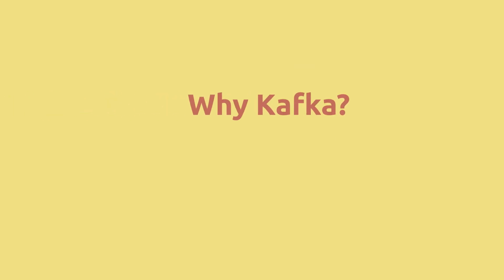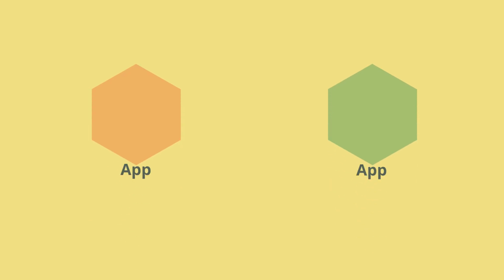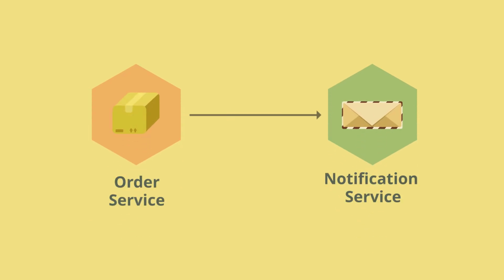So why do you need Kafka? Imagine having two apps, for instance, auto service and notification service. They have to interact with each other. Let's say every time the auto status changes, we have to send an email. The simplest way to do it is making HTTP requests. So we go for it and it works pretty good.